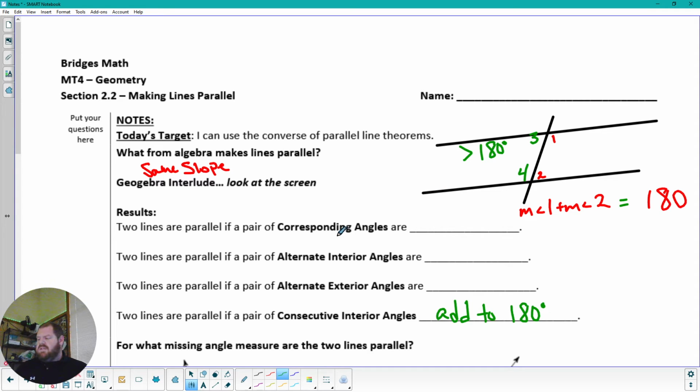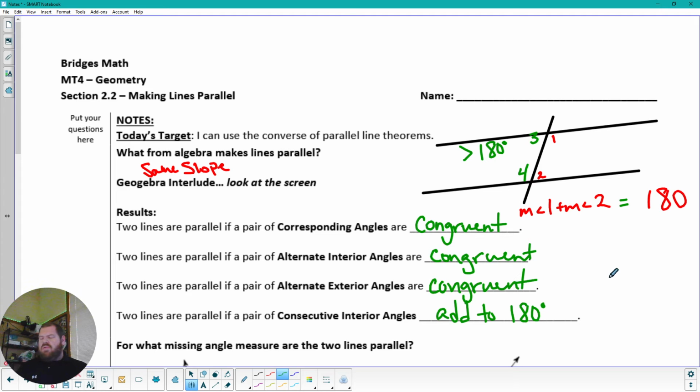Today is just the opposite. It doesn't sound opposite, but it's based on where the "if" is. I would probably say if a pair of corresponding angles are congruent, then the lines are parallel. And it turns out that all these other things happen as well. If a pair of alternate interior angles are congruent, then the lines are parallel. If a pair of alternate exterior angles are congruent, then the lines are parallel.